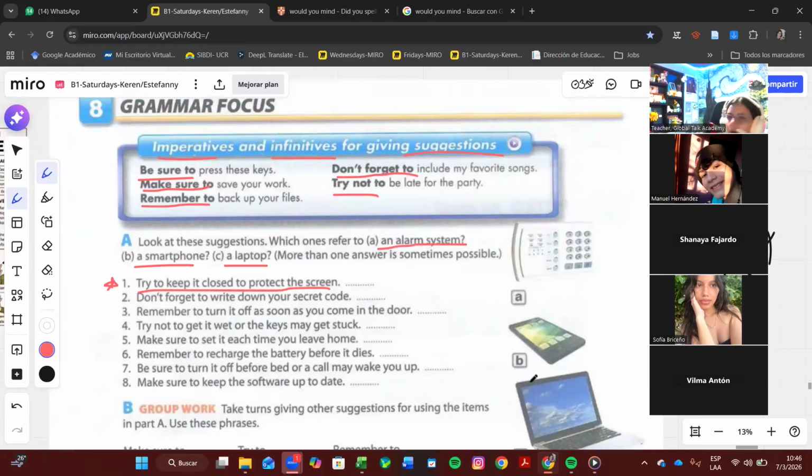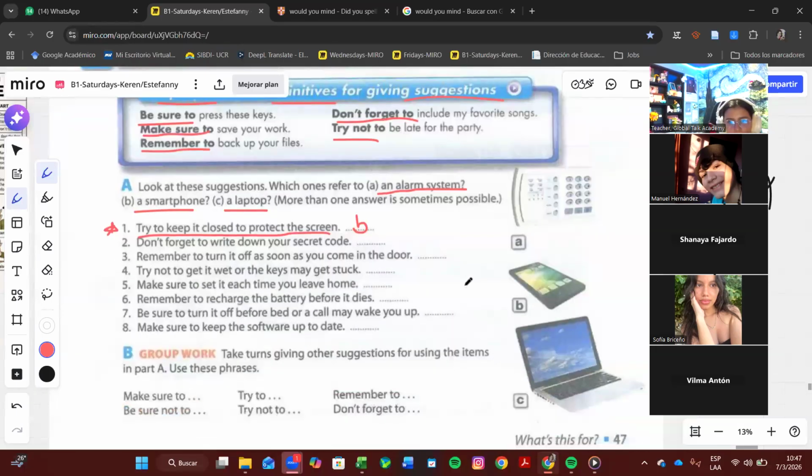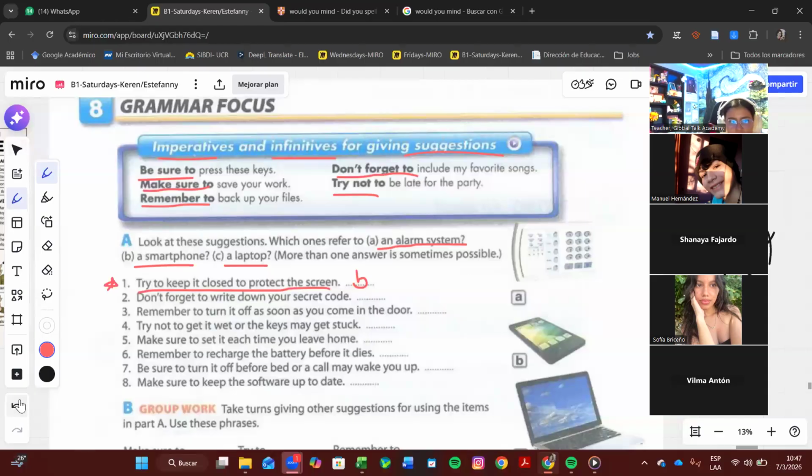So, which one could be better? Like, which object? Try to keep it closed to protect the screen. Keep it close no es tenerlo cerca, no, cerrado. Closed. A laptop. A laptop, right? So it's B. No, C. Sorry. I don't know why I saw B.